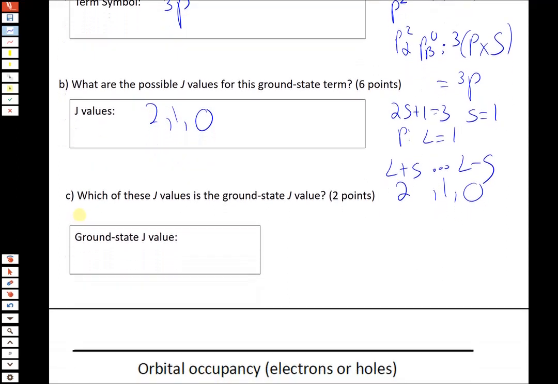And then which of these is the ground state? Remember that the ground state J value depends on whether the configuration is less than half filled or more than half filled. So P2 is our configuration that's less than half filled, and that means the smallest J value should be our ground state, which is 0.